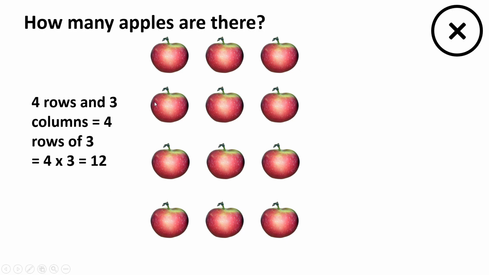There are 4 rows of 3 because we know from counting from the outer layer, we can see that there is 4, and we times this by 3. Or, the other way around, we can see from one row there are 3 apples, and we times this by 4. Either way, we get the end result, which is 12.